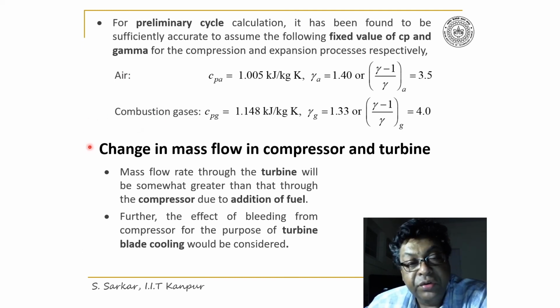With respect to change in mass flow in turbine and compressor, we can say that the mass flow rate through the turbine will be somewhat greater than that through the compressor due to addition of fuel. Furthermore, the effect of bleeding from the compressor for the purpose of turbine blade cooling must be considered here.